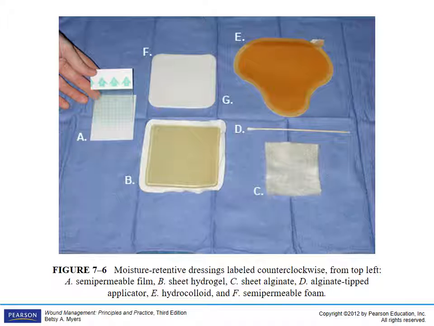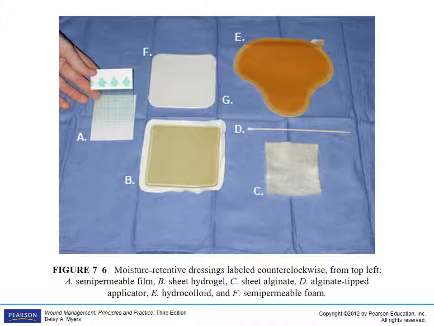C is a sheet of alginate, calcium alginate. The calcium alginate is a derivative of seaweed. And as you see there, it looks kind of like cotton, and I'll show you when we're in the integumentary lab. But when you wet it, it gels. It creates a gel. So if you put a sheet of alginate in a wound bed, you always want to make sure there's some kind of moisture in that wound bed, meaning that you would not ever want to use alginate in a dry wound.